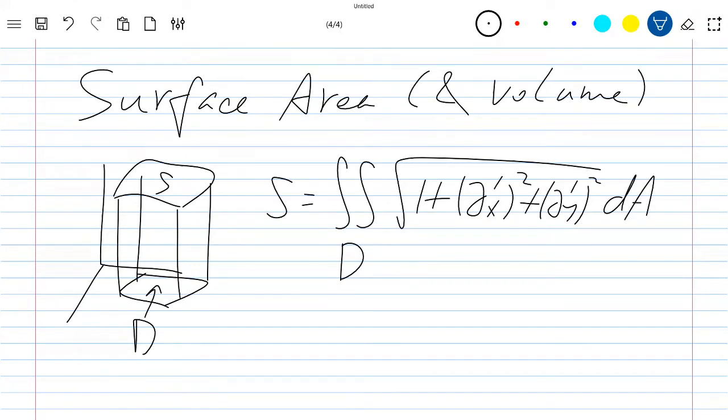area in the domain. And how about the volume? Volume is easy. It's just the height, which is a function z, integrated over this domain, right?